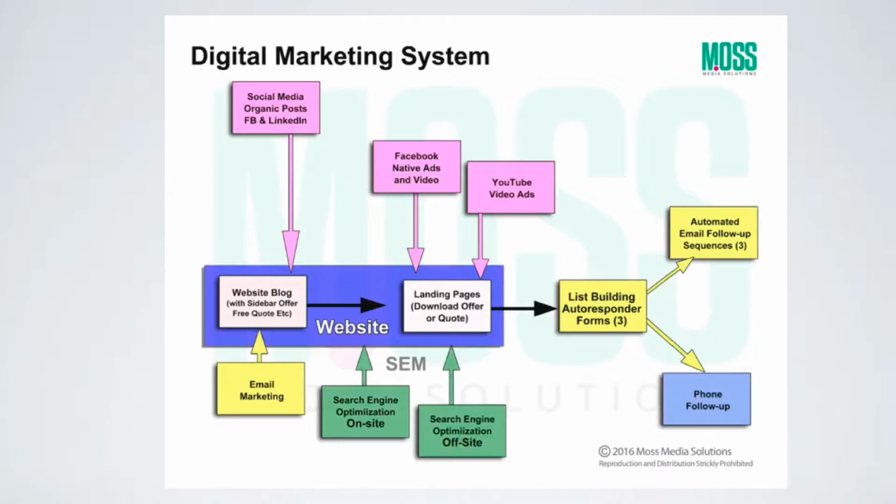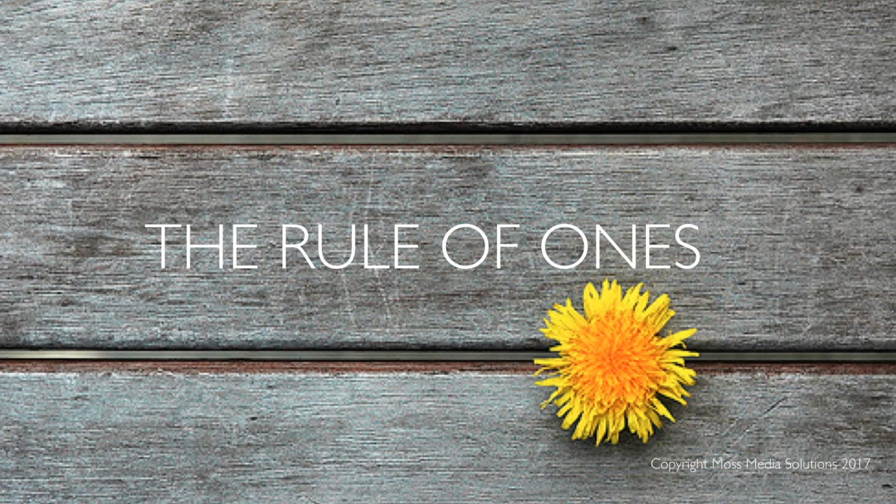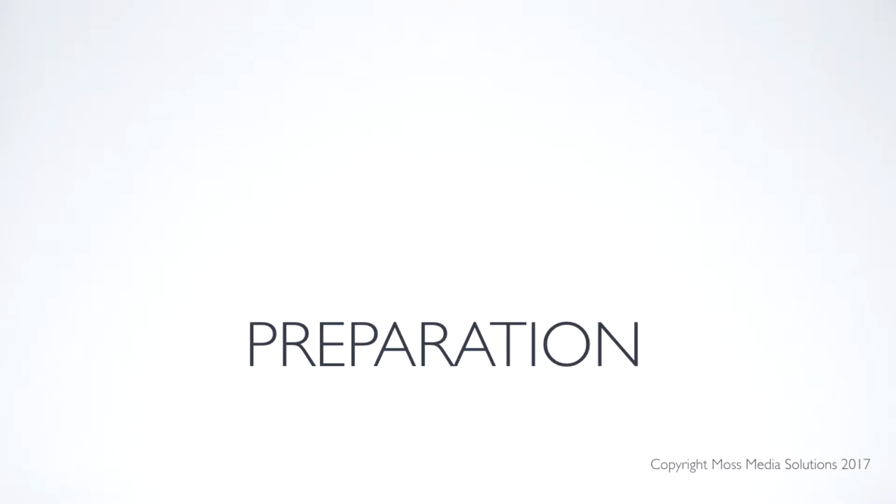This diagram has a lot of moving parts, and that's why the rule of ones is so important. In other words, do one thing well before you move on to the next, and there is an order of operation. Preparation, of course, is where everything starts. Without good preparation, implementation becomes a real problem.